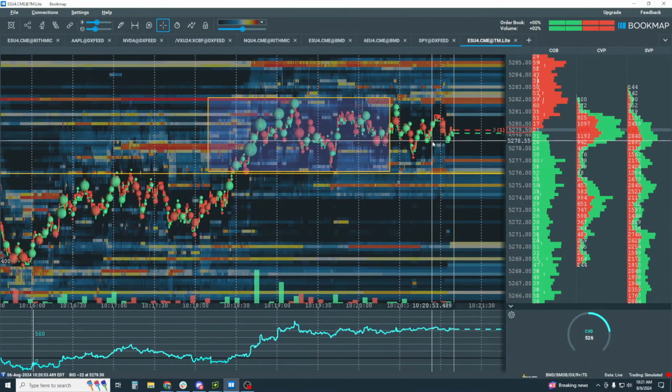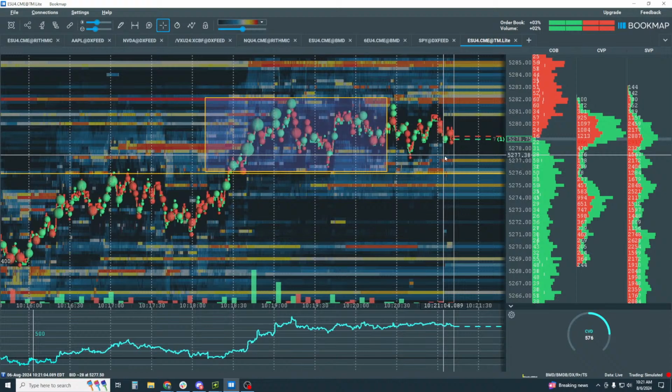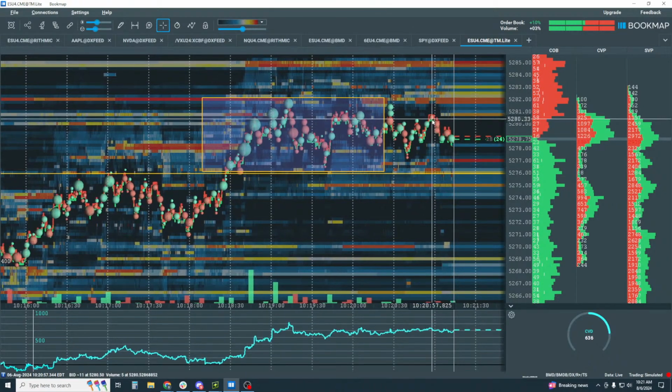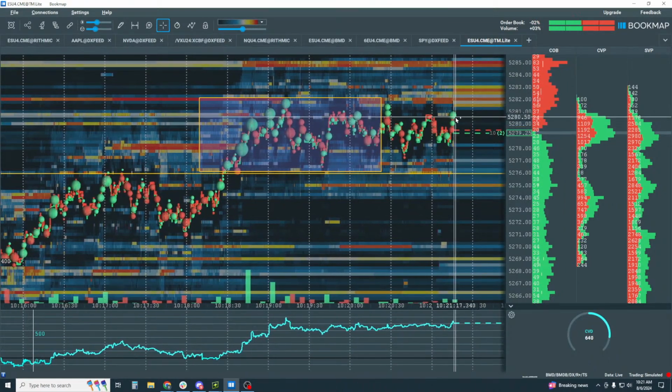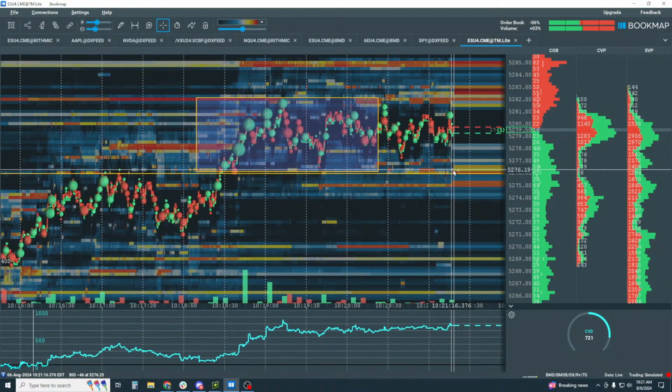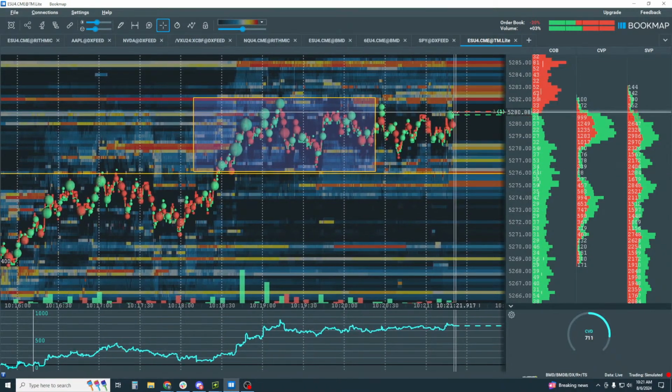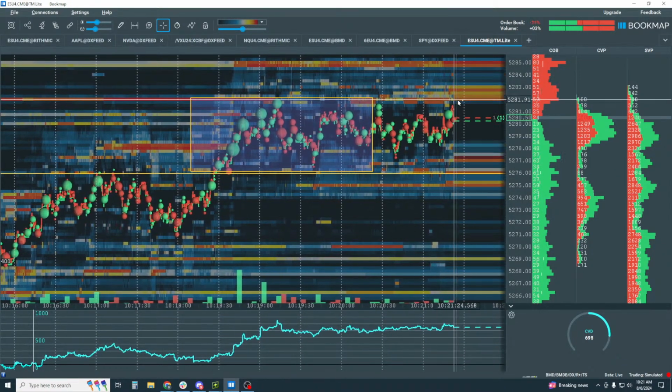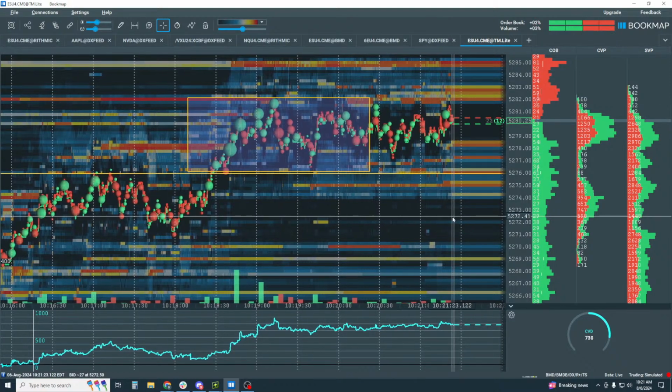Okay, back and forth still. And we got up here, we found some buyers in the delta bars. There we go. There's some more buying. Okay, now that's enough to push it and explore higher.